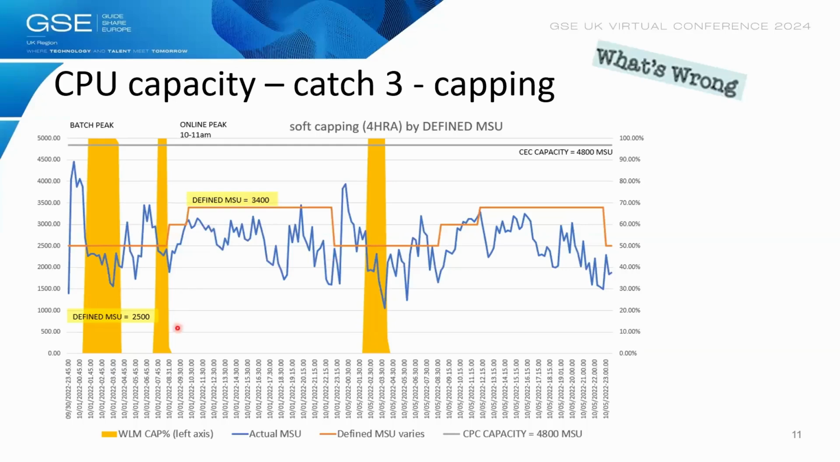But notice the time here. Here we have 8 a.m. and here we have 10 a.m., right? So it took the customer 2 hours to add some capacity, to change the defined MSU, right? 2 hours decision time. So that's a lot. That's a very, very long time in an online day, right? So 2 steps and 2 hours to resolve this problem, right? Quite bad.